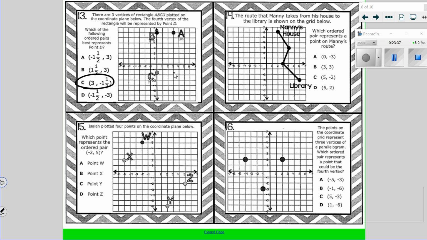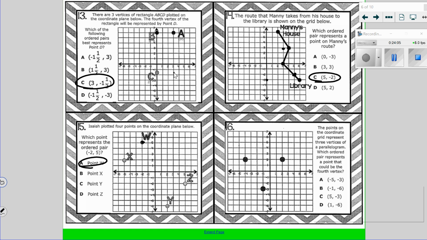The root, again, the easy one on this is just plot the points, see which one ends up on the line. So 0, negative 3, not even close to a line. 3, 3, I just missed it, so that's not it. 5, negative 2, ends up being right on that line. So again, it's C, Charlie. Number 15. Which one's at negative 2, 5? So I go left 2, up 5. That is W. So that means it's answer A, alpha.